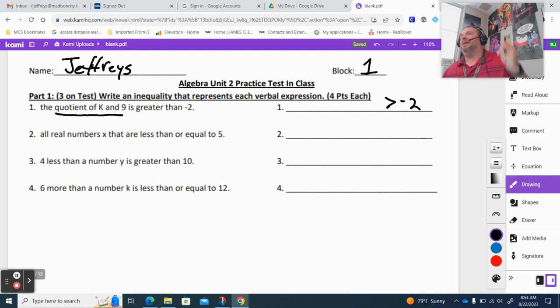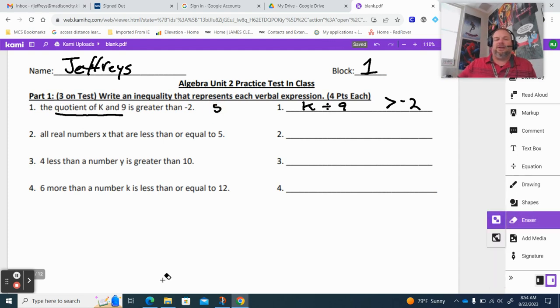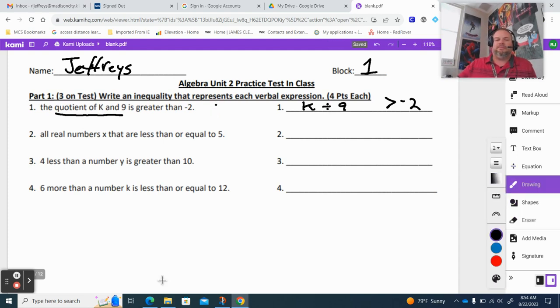Now, a lot of people say quotient. All right, the quotient actually means k divided by 9. Or if you wrote it as a fraction, it's the same thing. That's how you write a quotient.